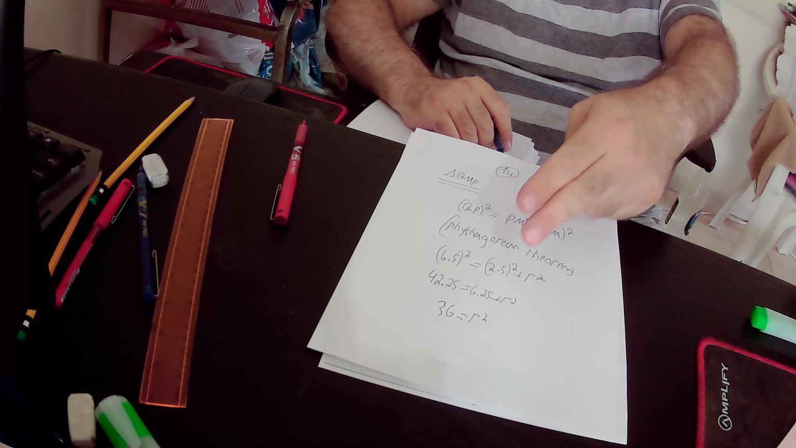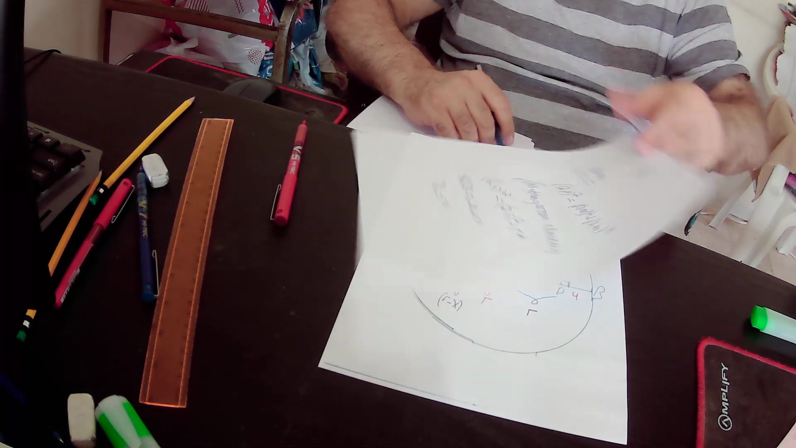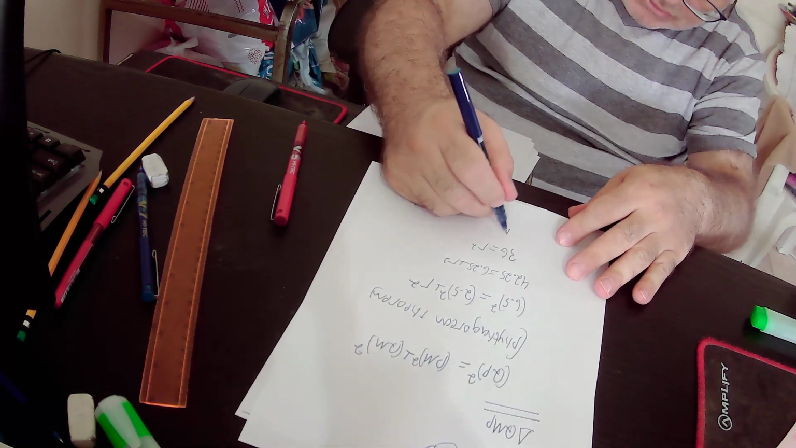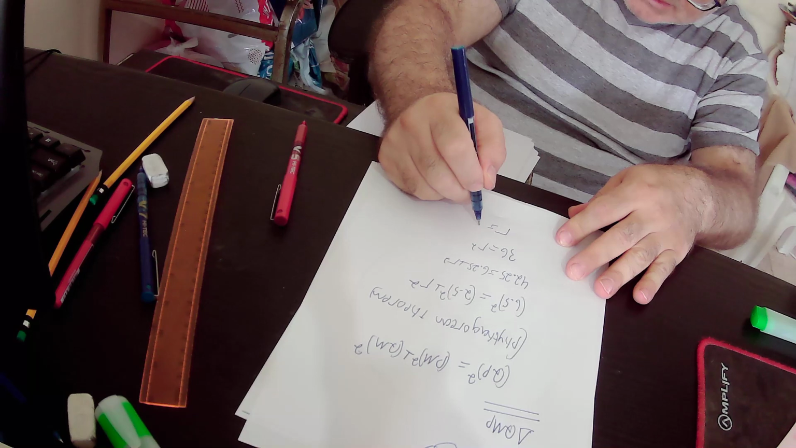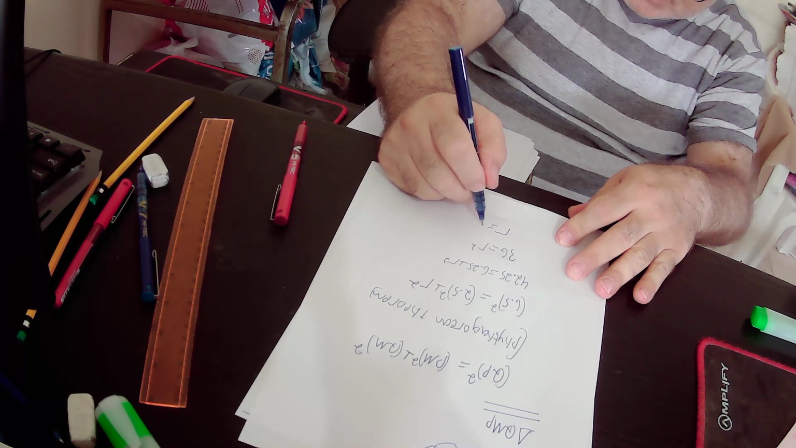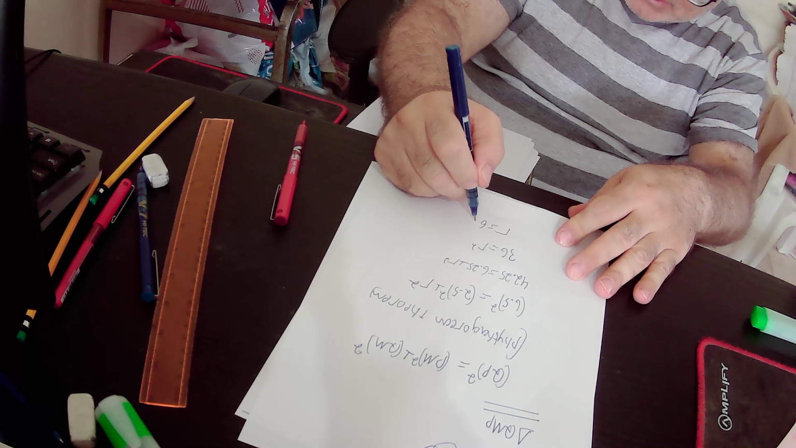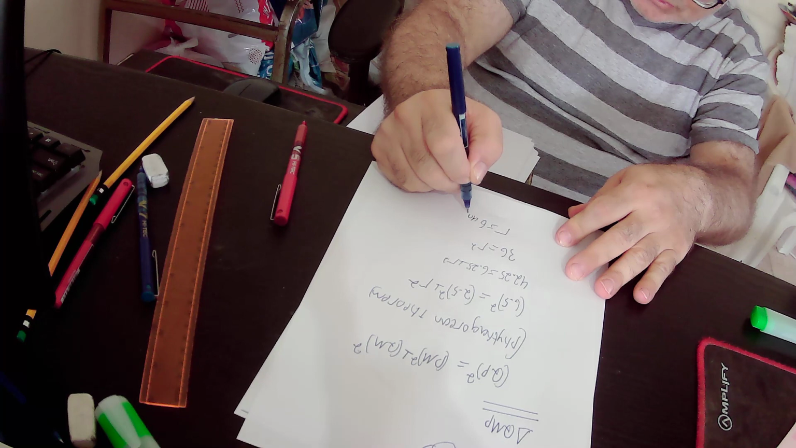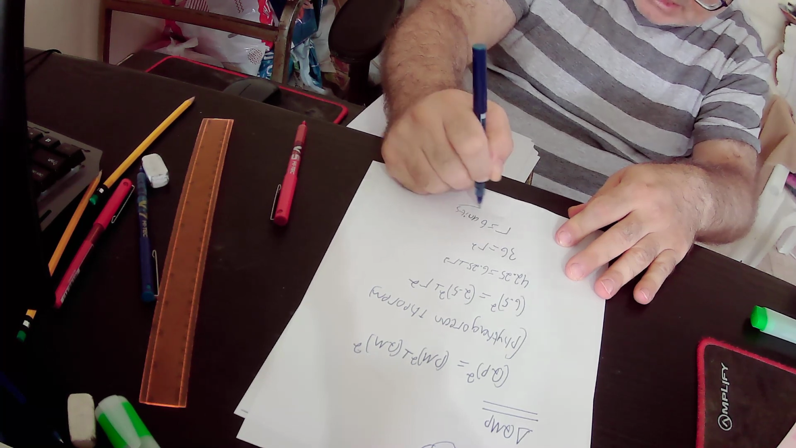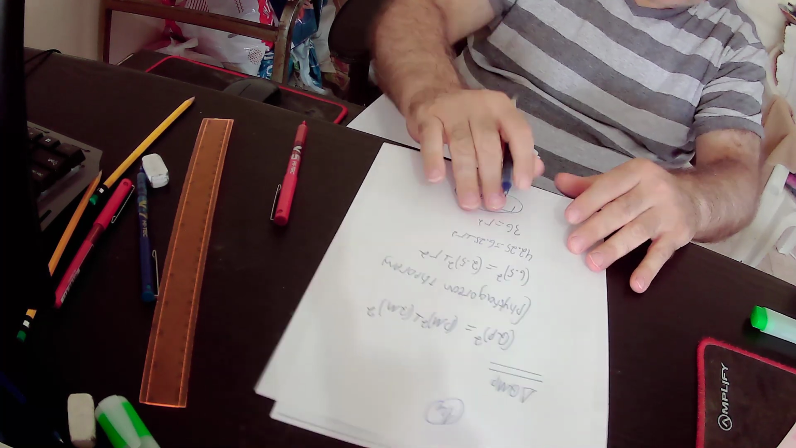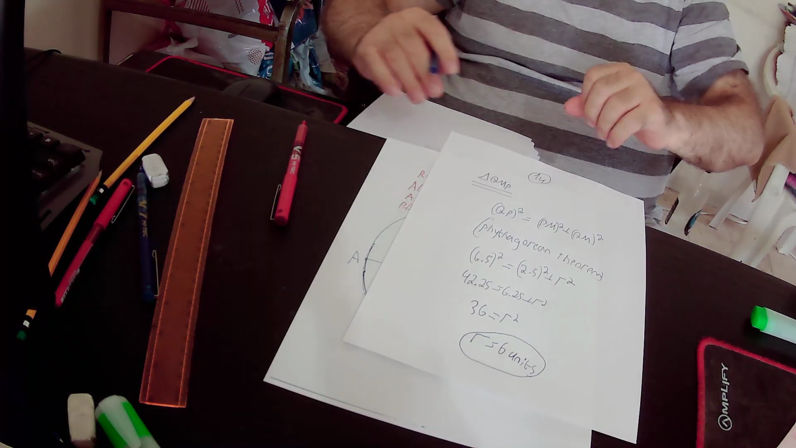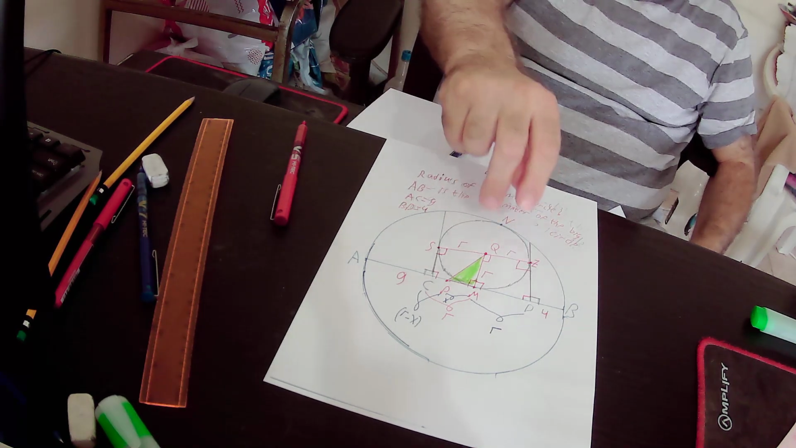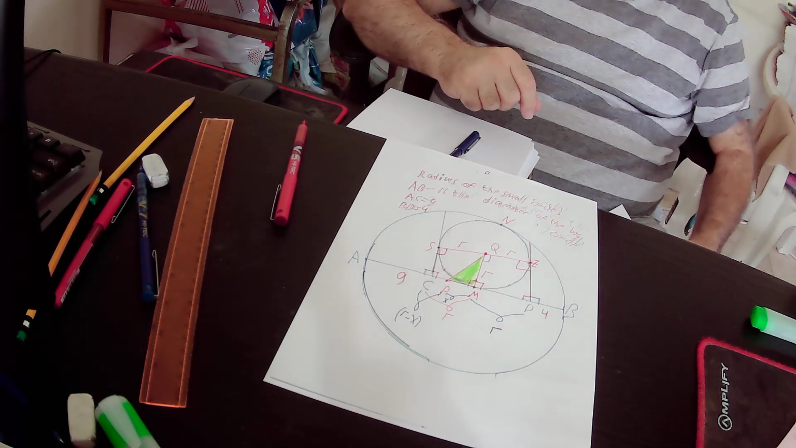Here we will take a root out of this equality, and we will get that r, small r, equals the root of 36. The root of 36 is 6. So we got that the radius of the small circle equals 6 units. Again, the radius of this small circle equals 6 units.